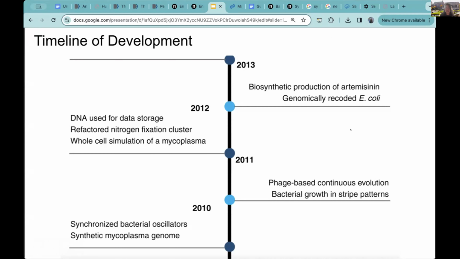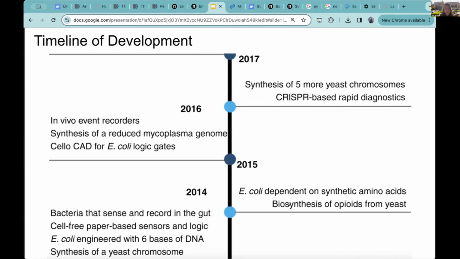Then 2013 is the genomically recoded E. coli. And I think Sean G. paper would be based on E. coli, right? E. coli is what everyone commonly uses for synthetic bio these days, I think. Yeah, and here it says 2014, bacteria that sense and record in the gut, and E. coli again engineered with 6 bases of DNA, and synthesis of yeast chromosome.